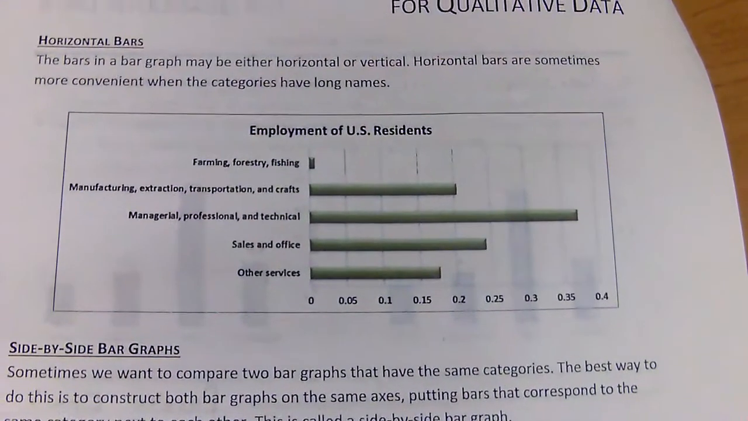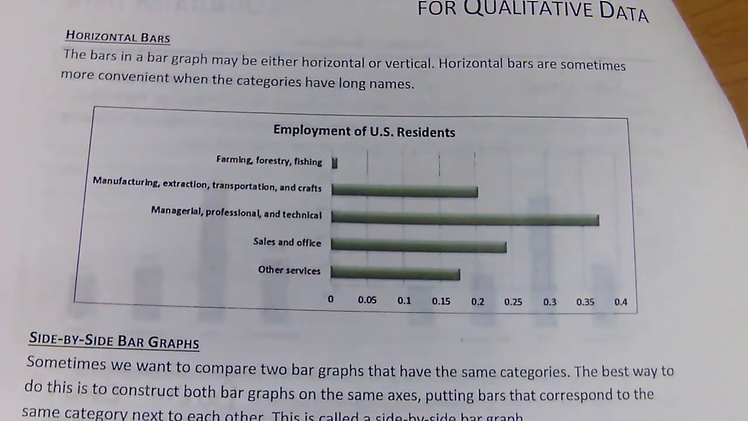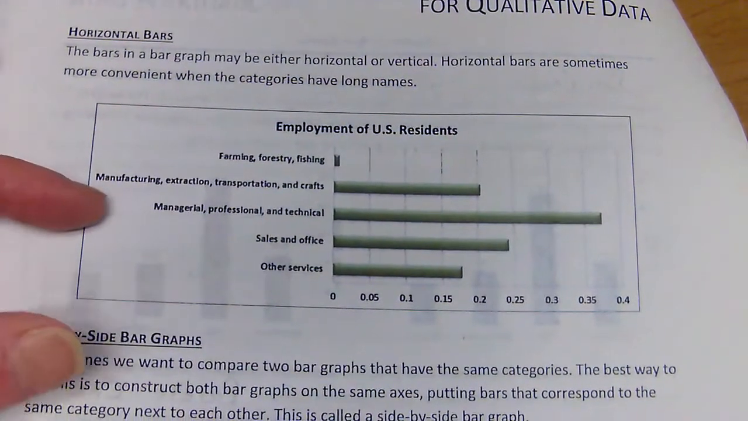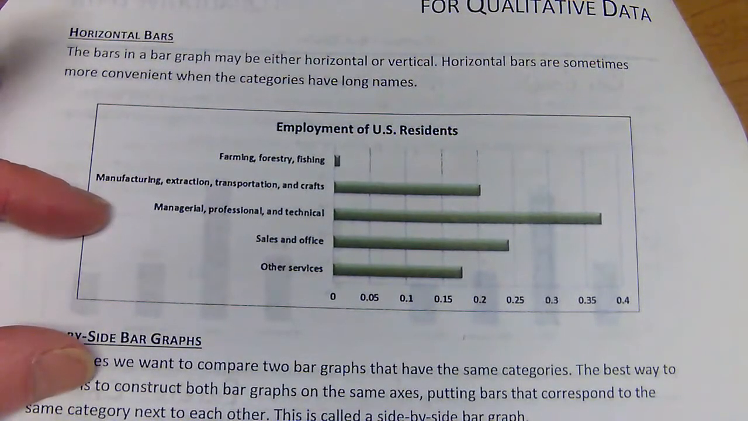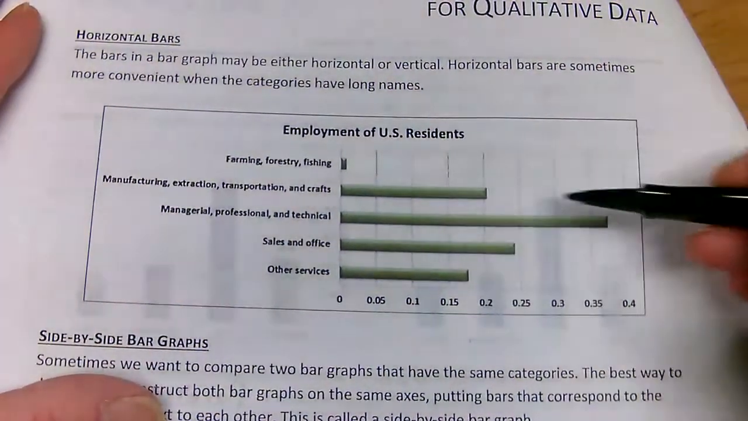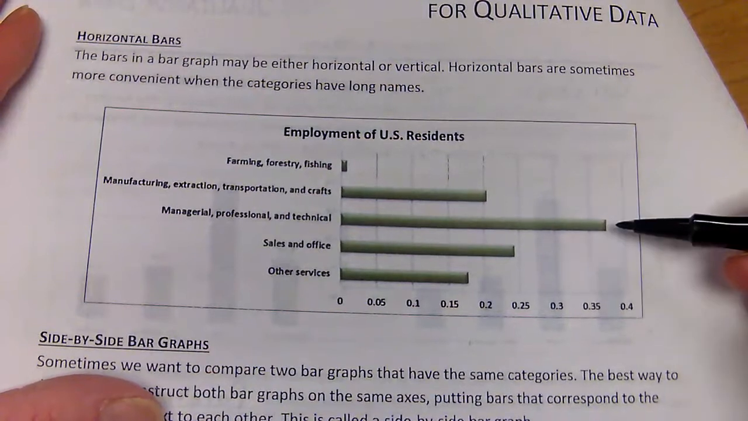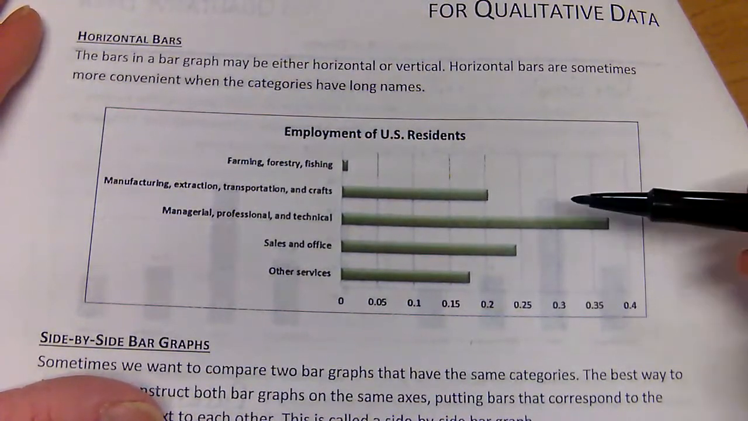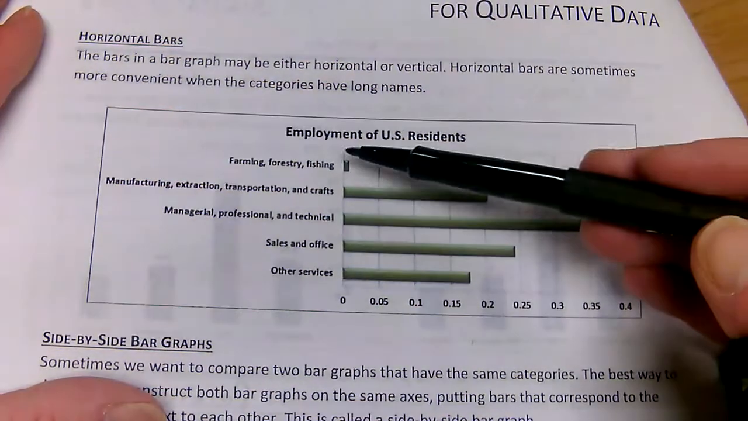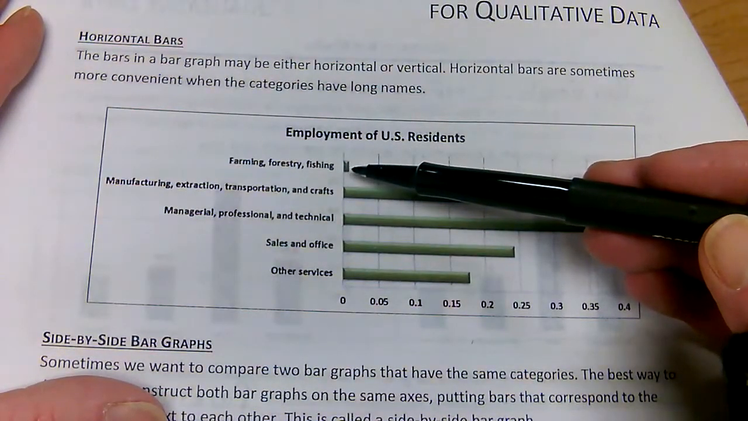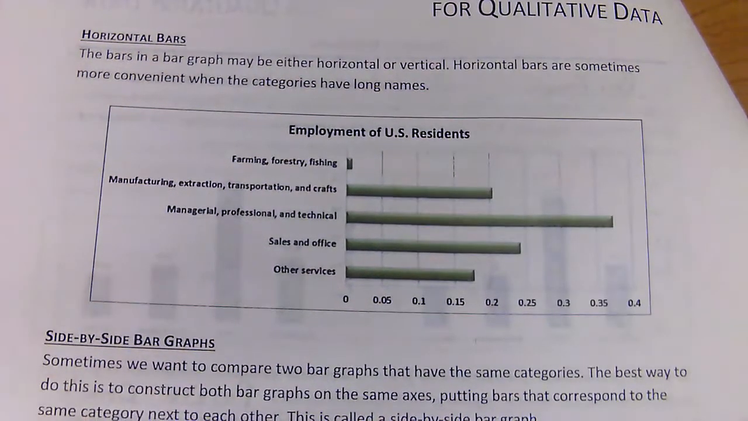We can also represent a bar graph horizontally. So we can have them vertical or horizontal. This is convenient when the names of the categories are really long. So looking at the employment of US residents, we can still see which one is the most. That'd be about 0.38. We can see which one is the smallest. That's really small, the farming and forestry and fishing. But we can see it really clearly whether it's vertical or horizontal.